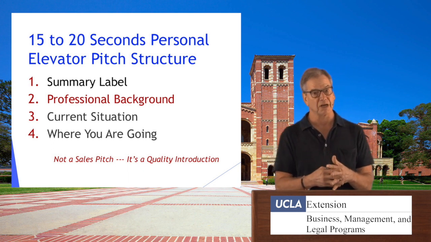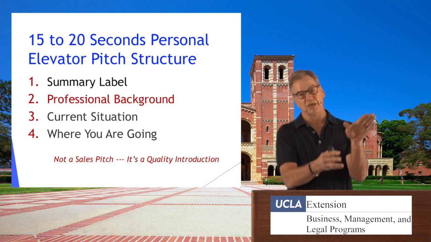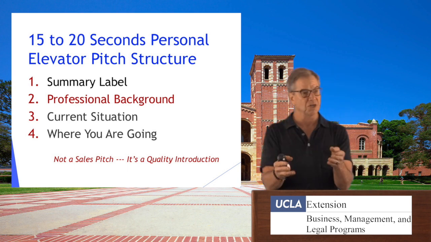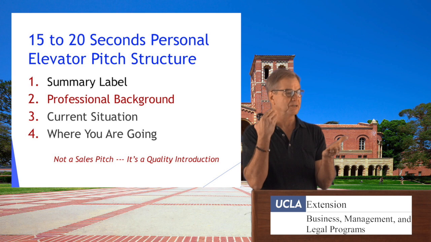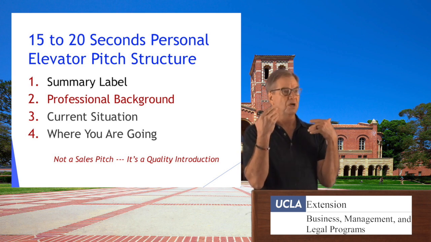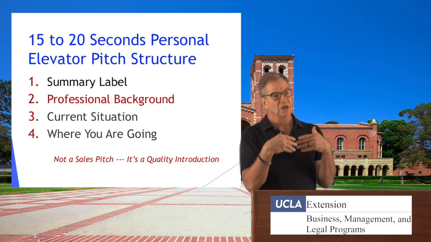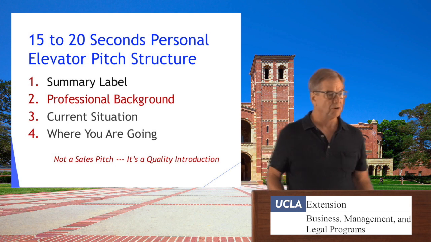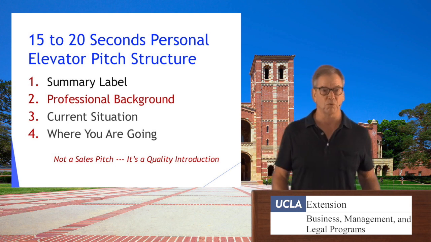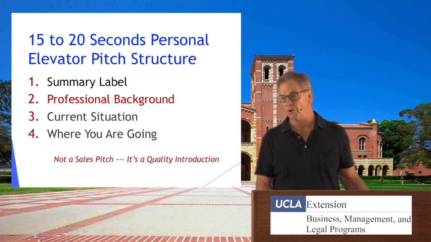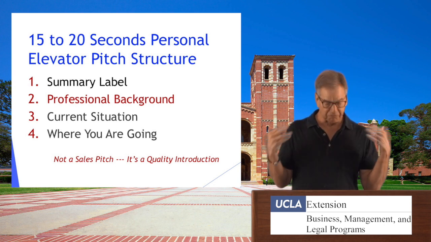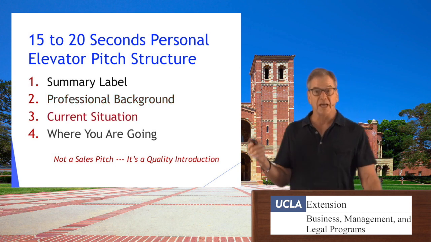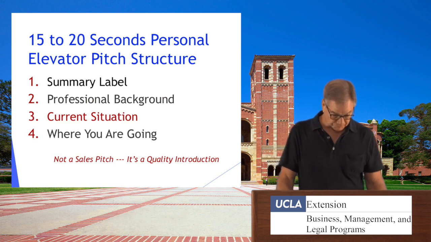Where are you in life? Can you validate your label by giving some kind of indication, in one sentence, that gives an idea of age, education, work experience, but you can merely indicate who you've been working for, or what you're doing in life in just a nutshell. Professional background. Next is your current situation.